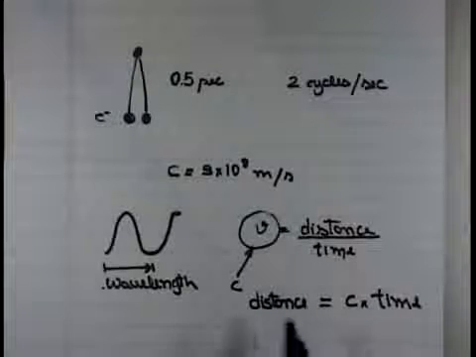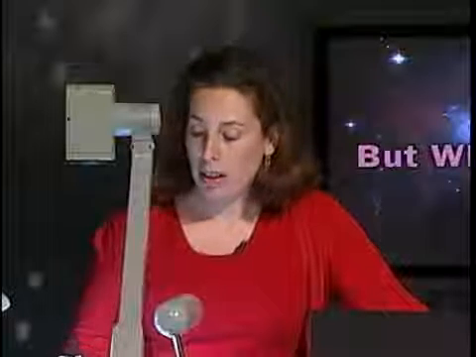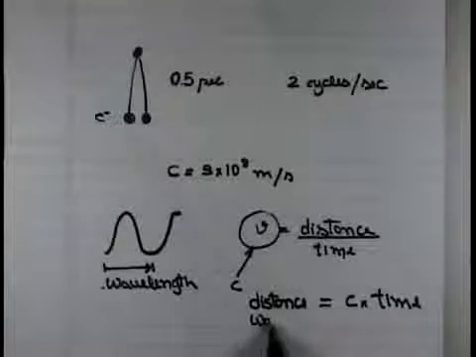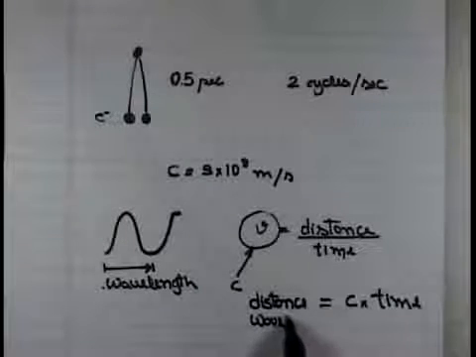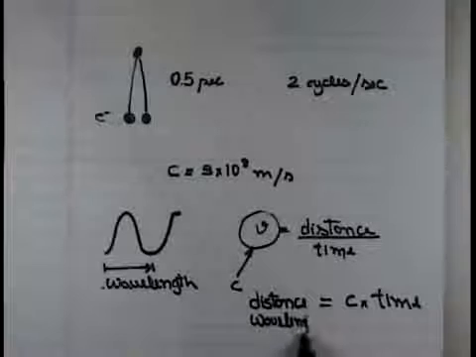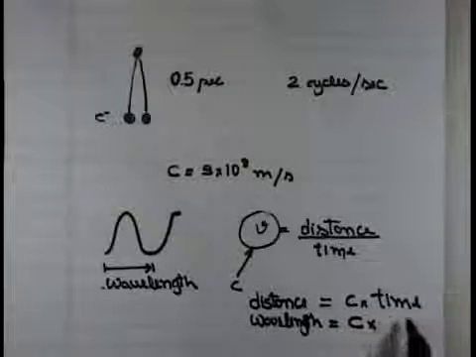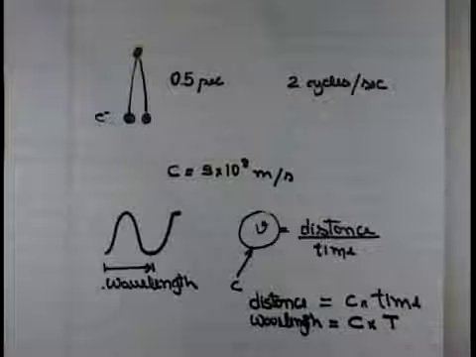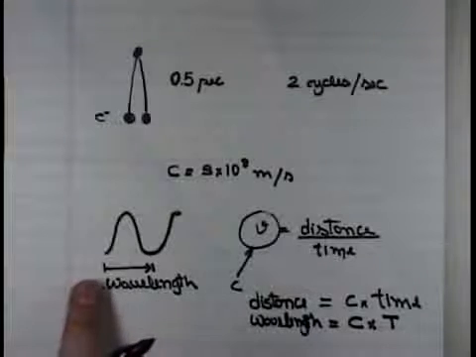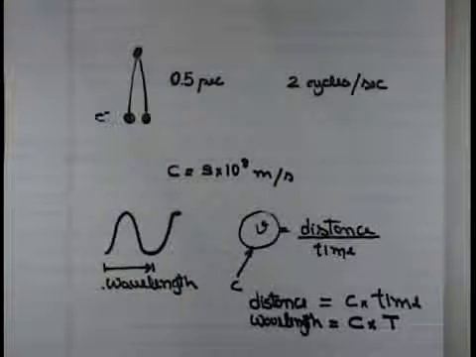And this special distance we call the wavelength. All right? So I'll just rename things here. The distance now becomes the wavelength. It has this special name. Wavelength equals the speed of light times the period. How long it takes: more time, more space is covered. Less time, less space is covered.